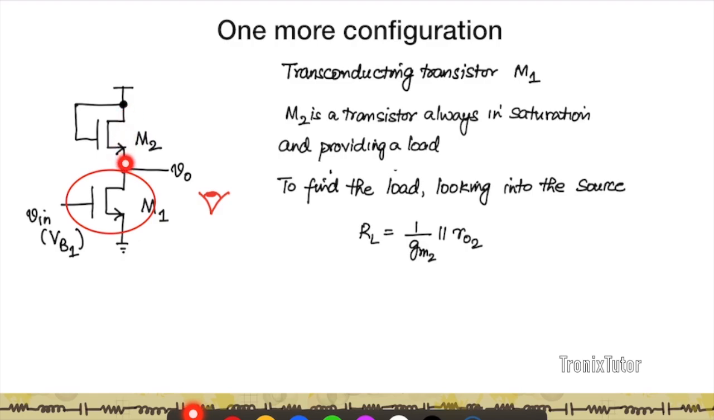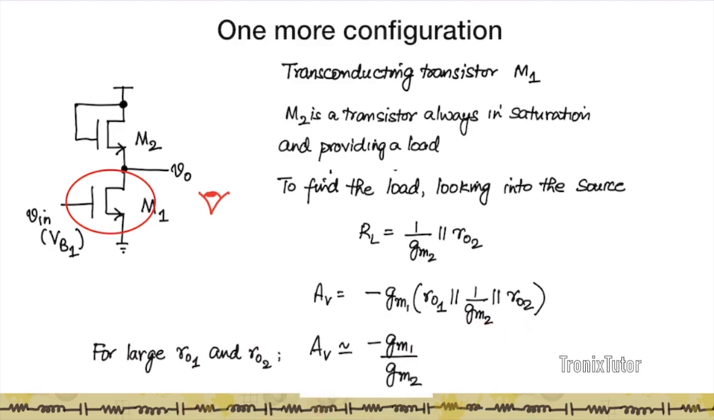So that's going to be the resistance provided by M2. Resistance provided by M1 is going to be RO1. M1 is also the transconducting transistor, and so therefore my small signal voltage gain is going to be given by minus GM1 times RO1 parallel this resistance, which is 1 by GM2 parallel RO2. And if you now think of a limiting case where RO1 and RO2 are very large, in that case, the gain can be simplified as the ratio of the transconductances, or GM1 by GM2.